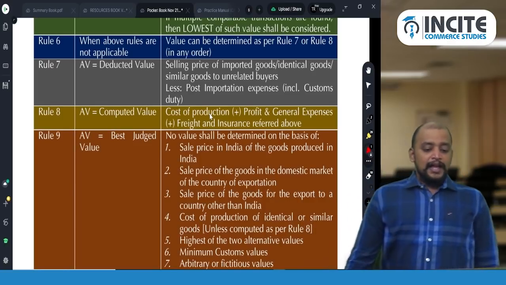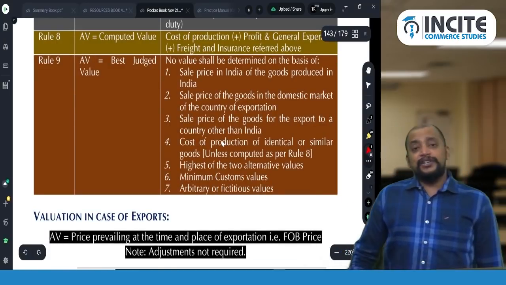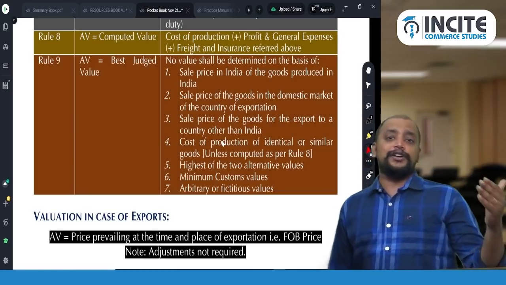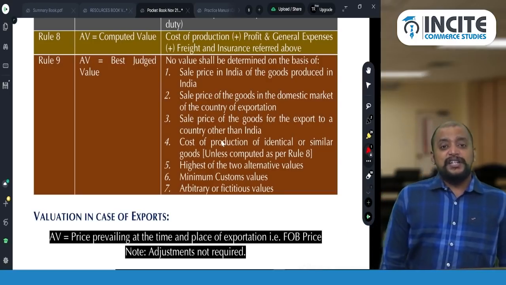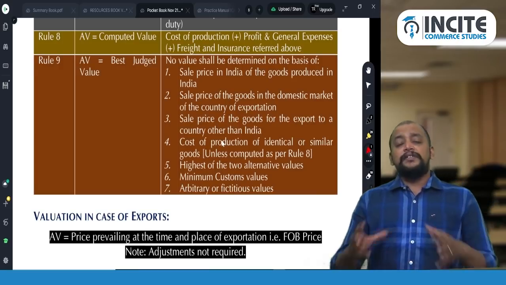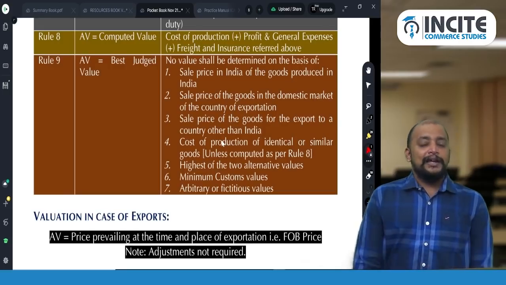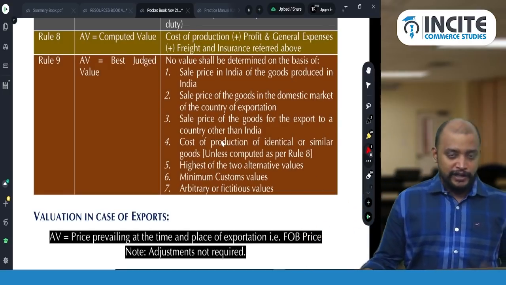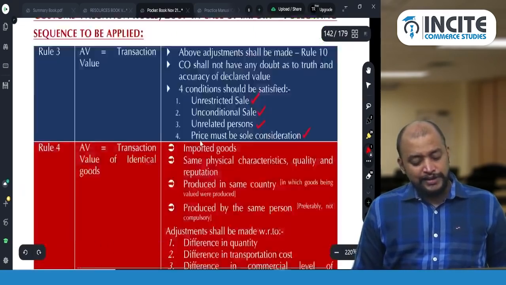Then rule 9, assessable value equals best judged value. Suppose you are not able to determine it as per identical goods, similar goods, computed value or deductive value, etc. Then based on the best assessment made by the customs officer, they will determine the value of the imported goods, and if you are okay with it, you pay. Otherwise, you go on appeal against the best judgment assessment order. So these will be the rules in case of import.